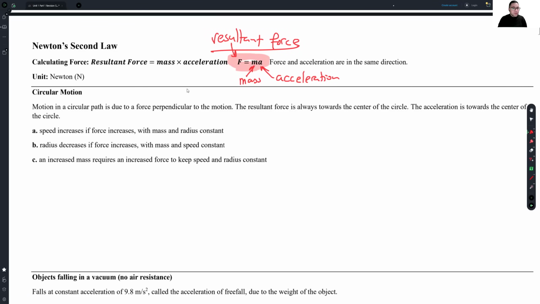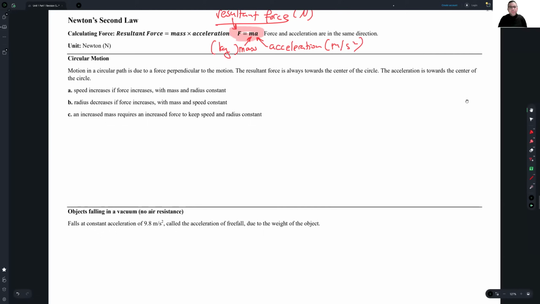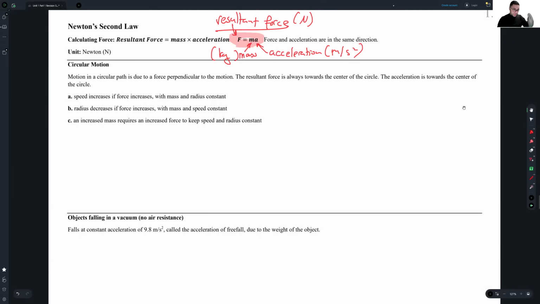Very good. And the force is always in newtons. And the mass is always in kilograms. You must use SI units. This section is technically over, but there are very special types of motion that we need to discuss. There are two types. Circular motion, when things go around in a circle, all right? And objects that fall, if they fall in a straight line, okay?